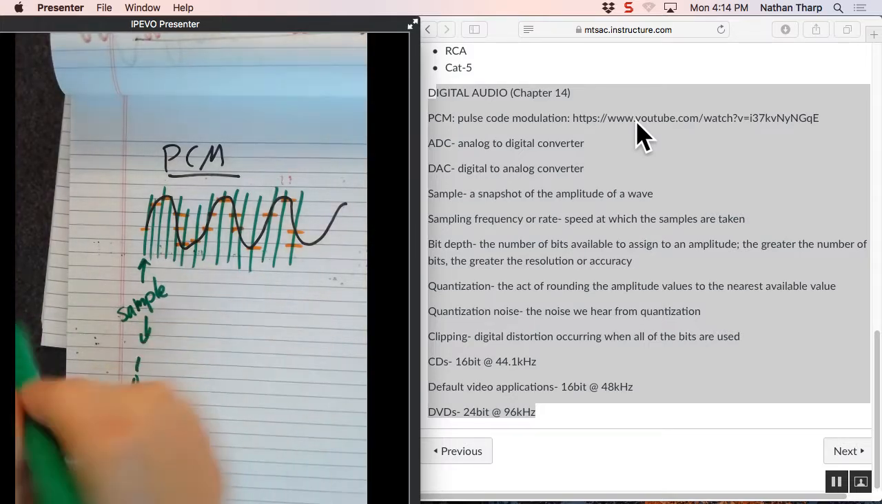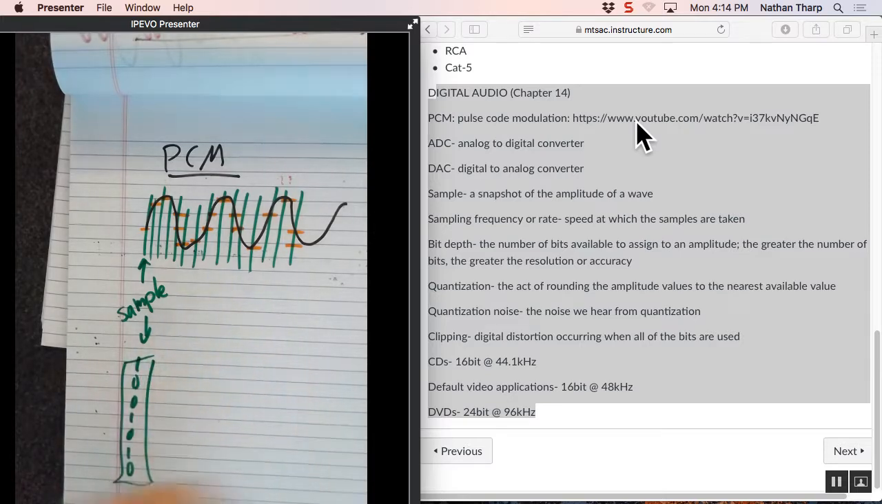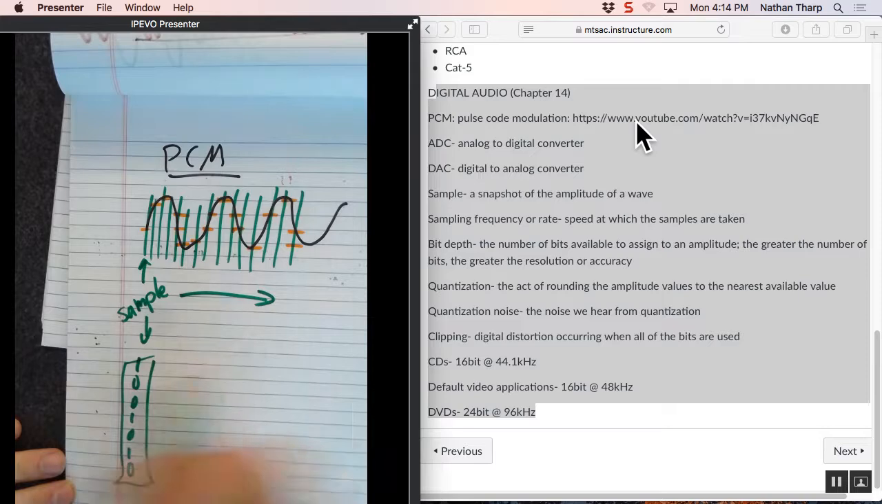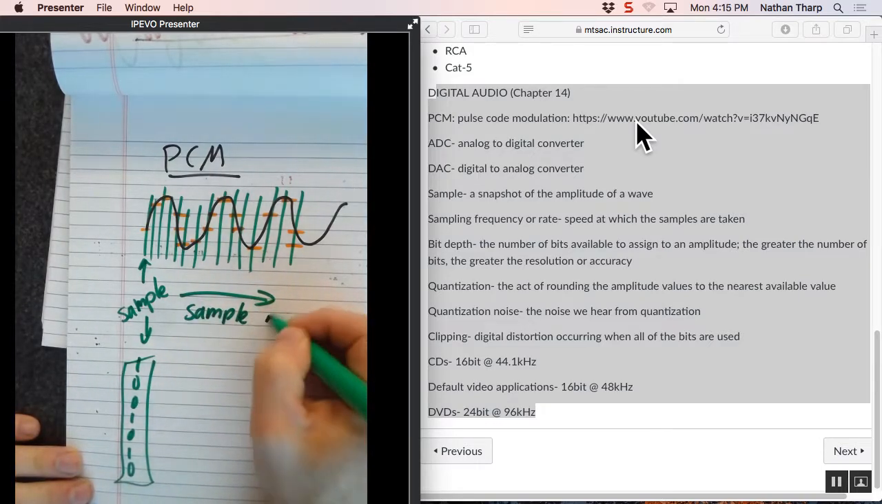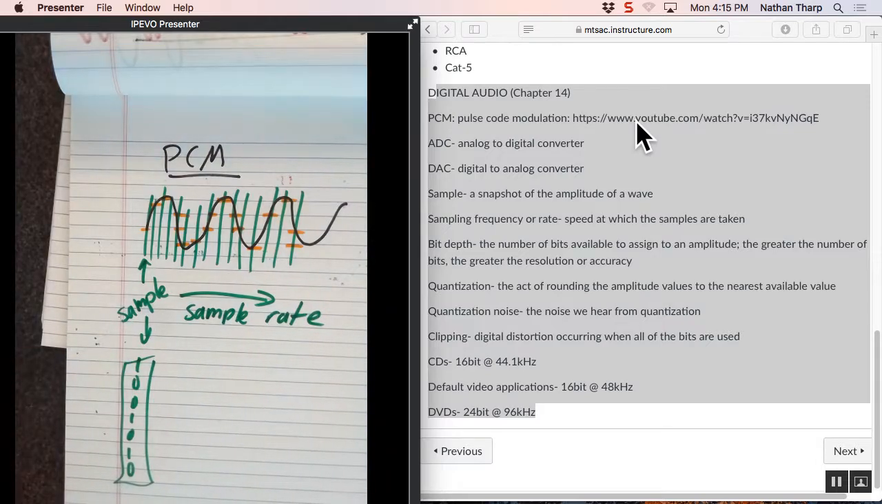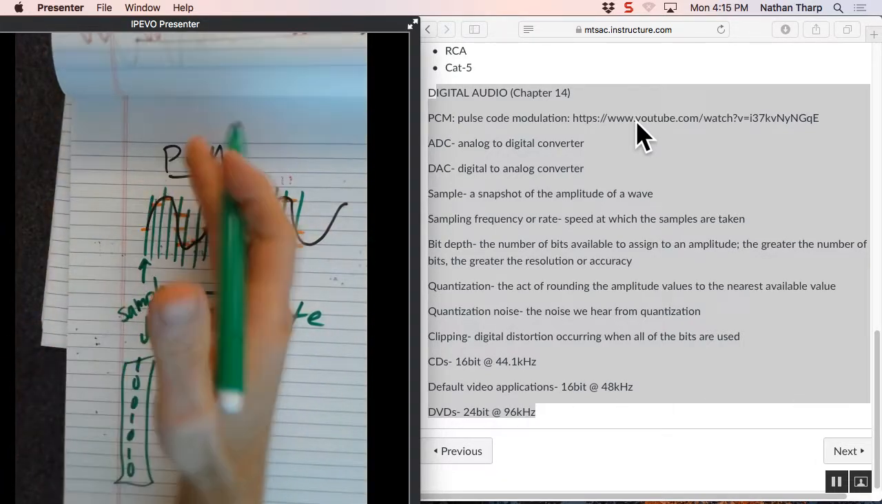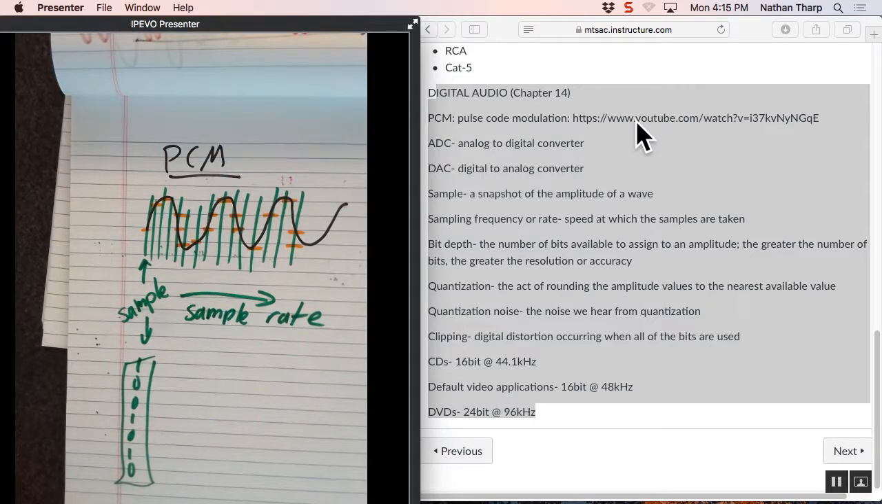At this split second, it was this loud. That's the measurement of the amplitude at that time. And we do it really fast. This is called the sample rate. It's how fast we take snapshots of that voltage sample.